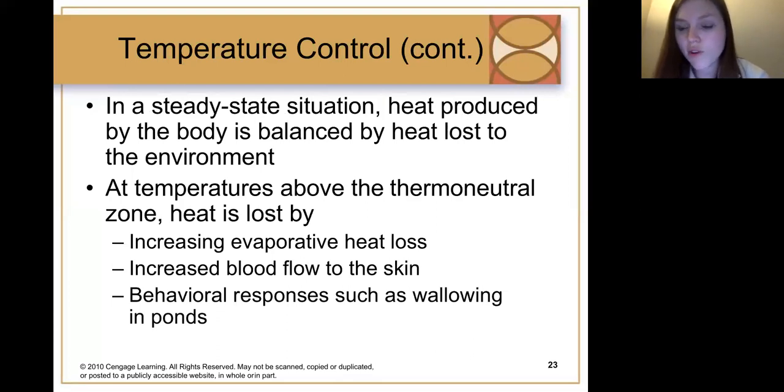Sometimes you can't really control the weather or the temperature, obviously, but just do what you can to make sure they have adequate shade or adequate housing in the winter. So on this slide, be familiar with things that they can do to cool themselves and how heat can be lost when that temperature is above their thermoneutral zone.